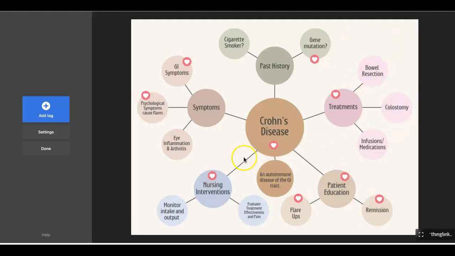And finally, just some nursing interventions. Make sure as a nurse that you are monitoring the intake and output of your patient. This can really help show the doctors the way that your patient is declining or improving. In the same way, we want to make sure that we're evaluating the treatment's effectiveness and their pain level. And in that case, we want to pick a new course of treatment if one treatment option is not working.